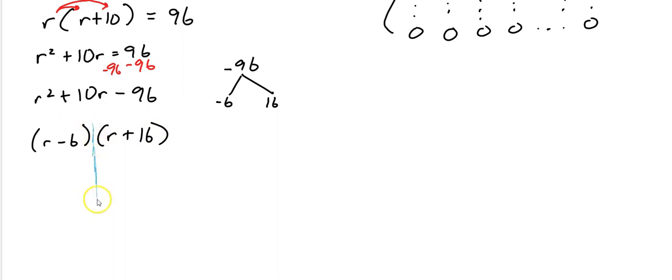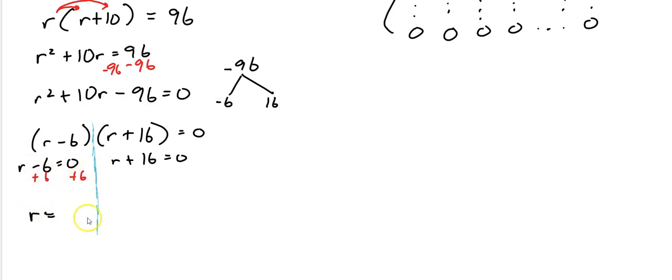Now we're almost at a solution. Like I've shown you in the past, divide it out, then do R. Don't forget this is all equal to 0. R minus 6 equals 0. Then over here you have R plus 16 equals 0. On this first one, we're going to add 6 to both sides. Doing that, you're going to get R equals 6. We can do the same thing and subtract 16 off both sides. On the second part, we're going to get R equals negative 16.